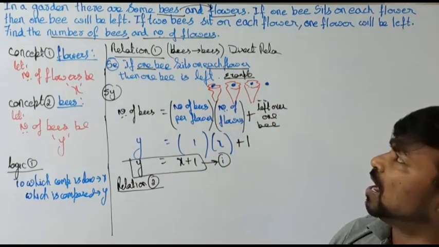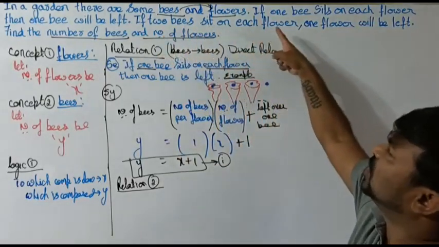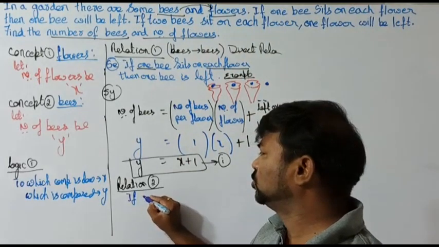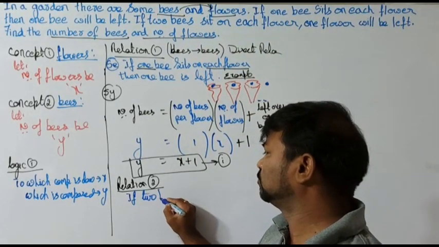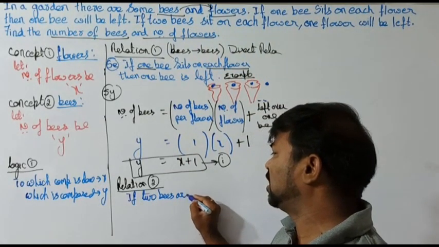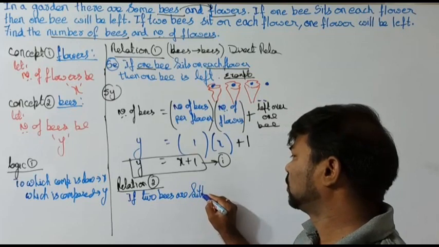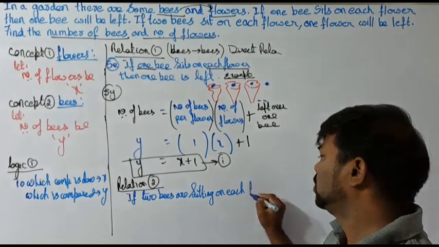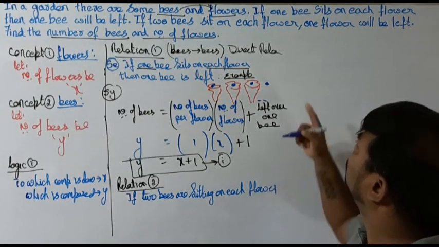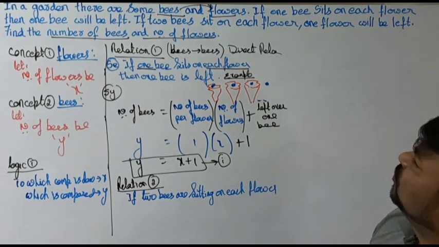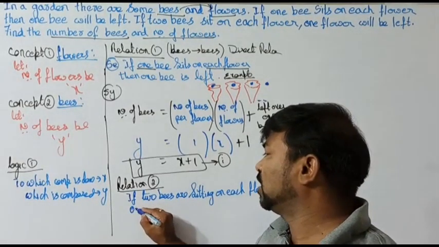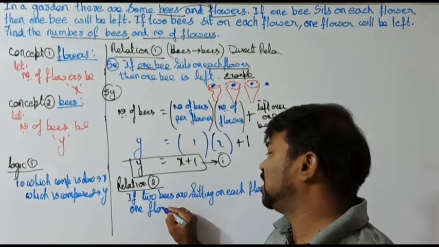This is the tricky part. What is it? If 2 bees sit on each flower, let's go for that. If 2 bees are sitting on each flower, what he says is, 1 flower is left. 1 flower is left.